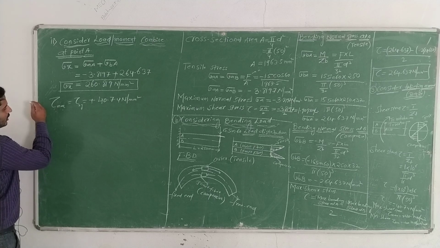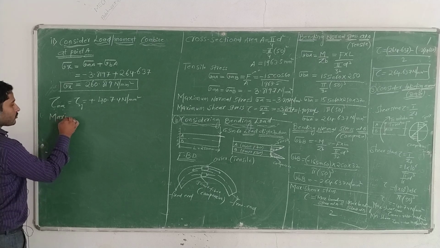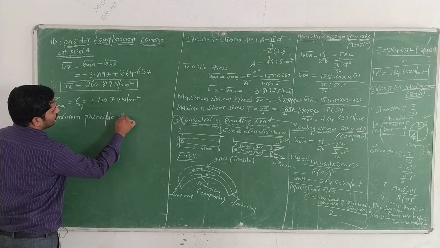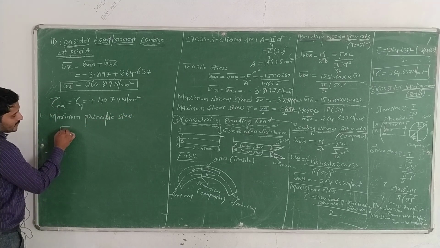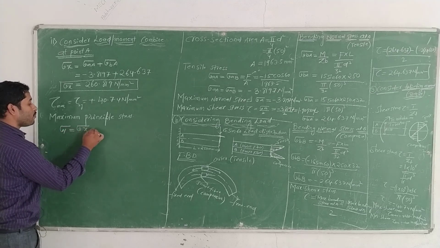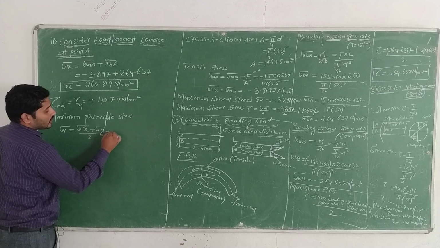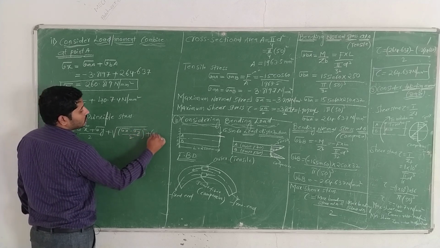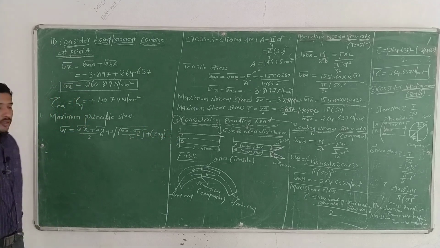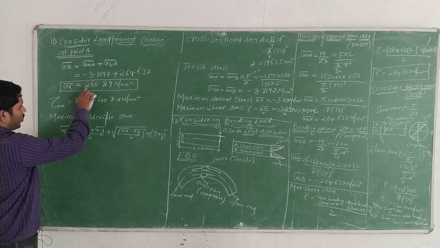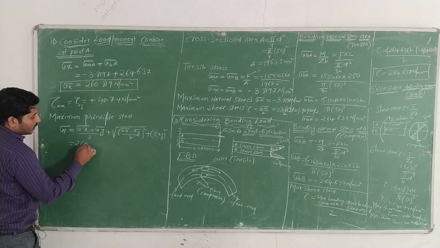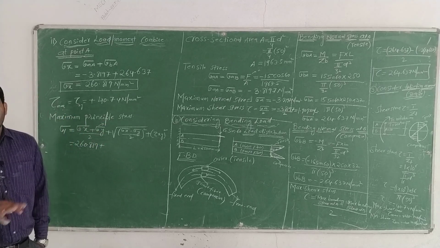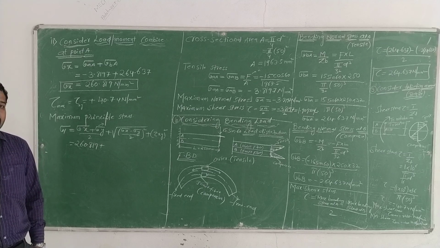Again we need to follow the maximum principal stress theory. So for the maximum principal stress, what is the formula? Sigma 1 equal to (sigma x plus sigma y) by 2 plus under root of ((sigma x minus sigma y) by 2) whole square plus tau xy whole square. Sigma x value we got is 260.819. Sigma y value we don't know, because there is no biaxial stress acting on this component. For that reason you have to consider it as 0.